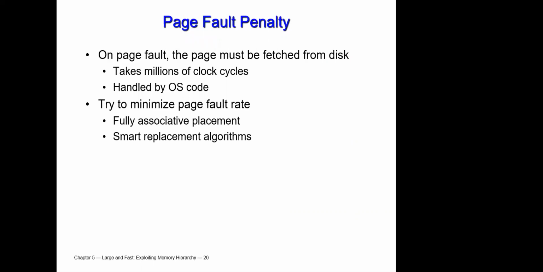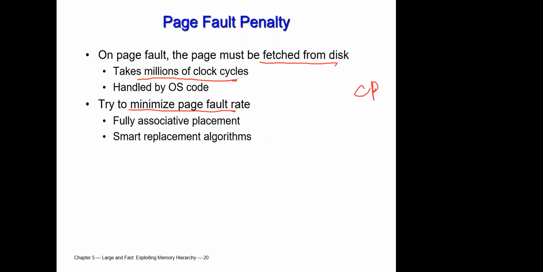So in a page fault, the page must be fetched from the disk. But unfortunately, this will take millions of clock cycles. But again, we will try to minimize the page fault rate. How? By exactly the same idea that we had earlier between the cache and the main memory, because now we will apply the same concepts. Instead of between the cache and the main memory, we will apply them between the main memory and the disk.